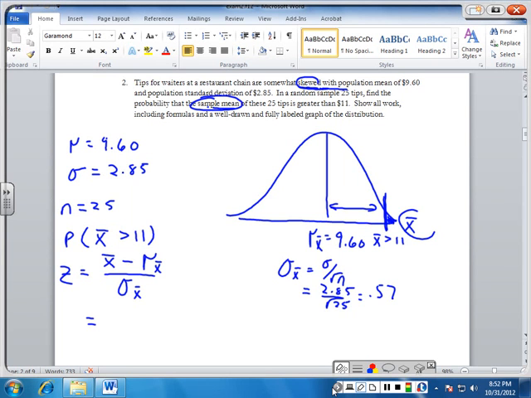But anyway, 1100 minus 960 over 57, and that's going to give you 2.46. So that's the z-value. If you look that up in the table, you will find 0.4931. That's this area, 4931. So the area in the tail is going to be 0.5 minus that, or 0.0069.